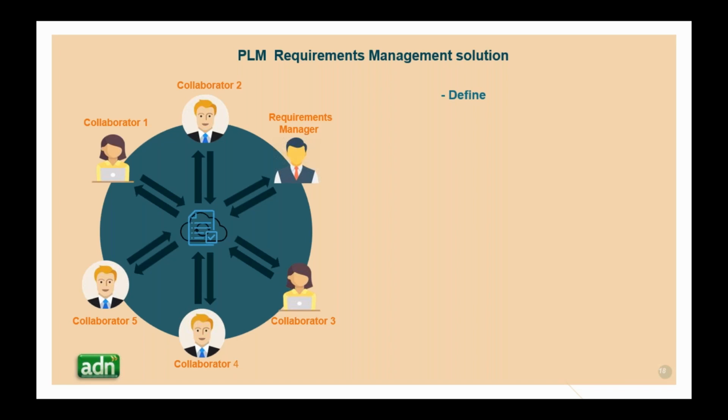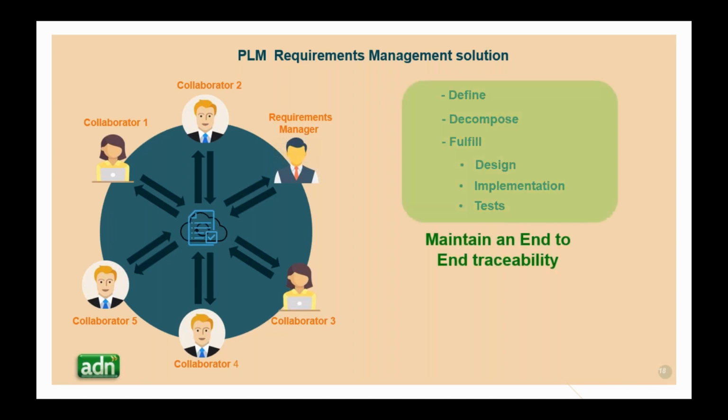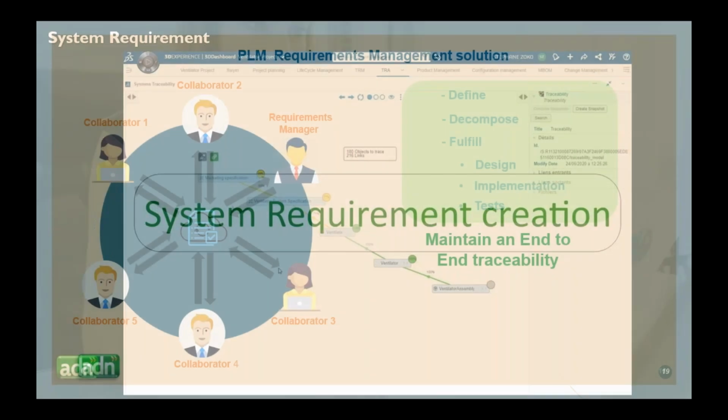So to summarize, on the PLM requirement management solution, you will be able to define, to decompose, and to fulfill your requirements. How can you fulfill them? You can fulfill them by linking them to a design, like a functional architecture or your organic architecture, for example. Linking your requirement also to the implementation of the design, and also, for example, to test cases for verification and validation. All of this while maintaining end-to-end traceability between your requirements and all the other project objects.